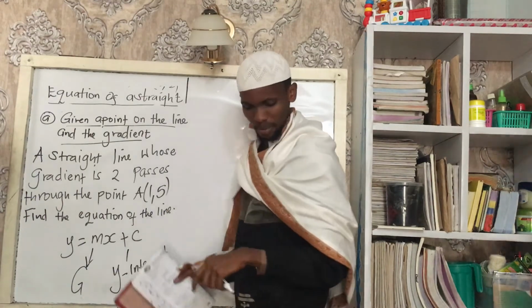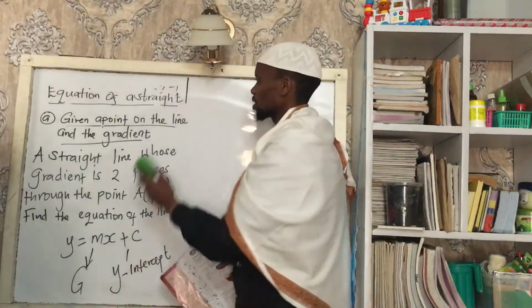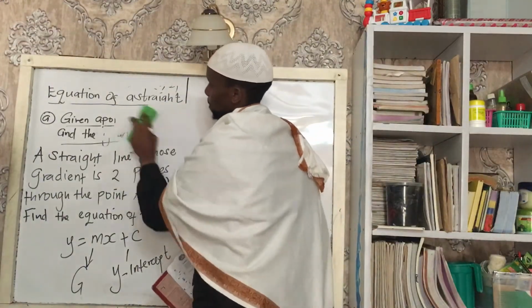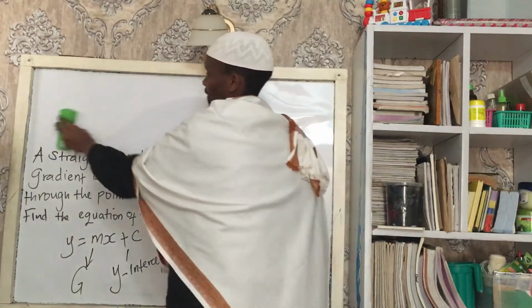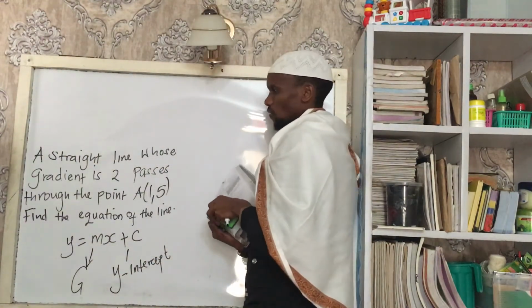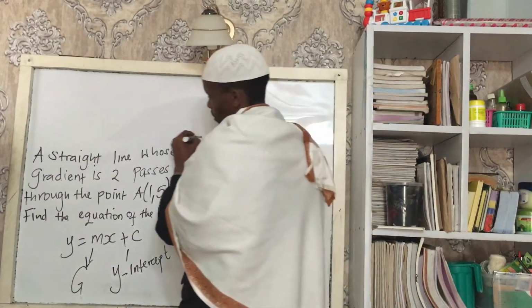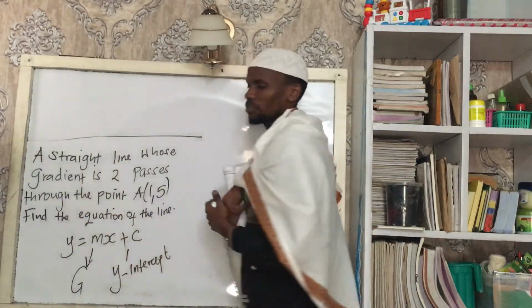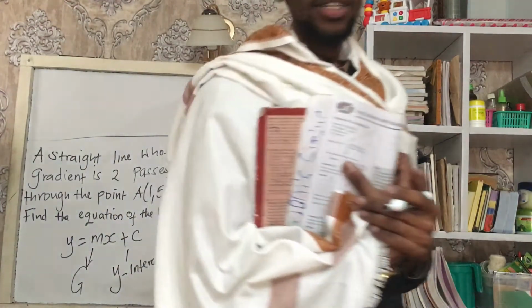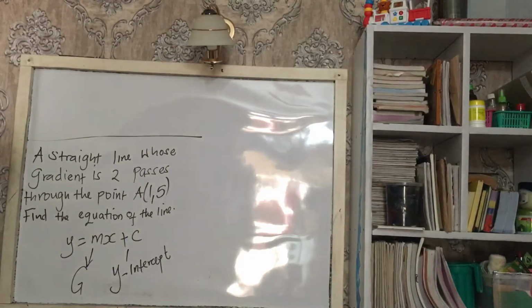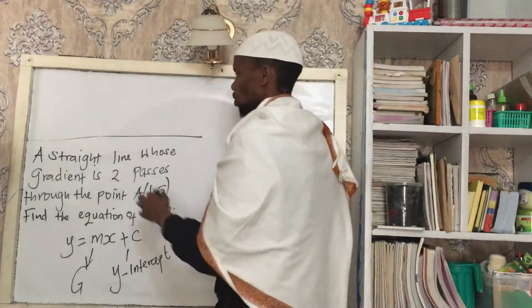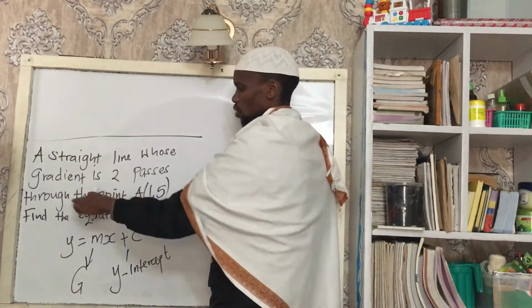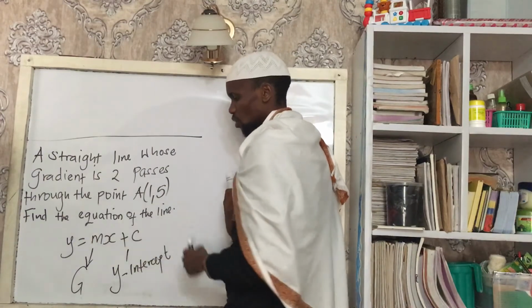So maybe I'll use the upper side of it to work it out. I'll work the top part of the question. So now if the screen, you can see the other side. Okay, then let's work on also. A straight line whose gradient is 2 passes through the point A(1, 5), find the equation of the line.